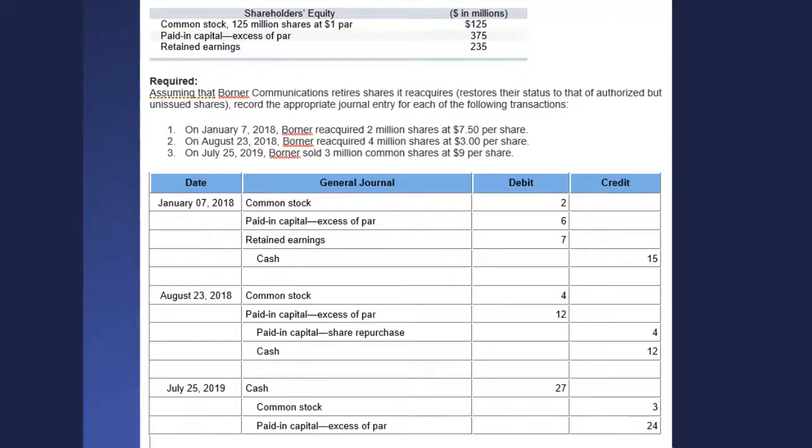We would hit our common stock for 3 million and we have to carry it at par. So we're going to do 3 times 1, which gives us our 3. And then, of course, our difference goes into PISIP, which is, excuse me, I said 27, I'm sorry, 24. So paid in capital is 24. I was looking at the wrong line, which again is the difference between our market value of $9 per share and our par value of $1 per share. So that's $8 per share times 3 million shares, or 24 million in total.